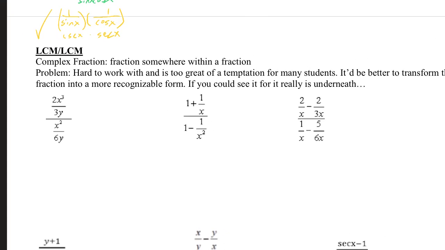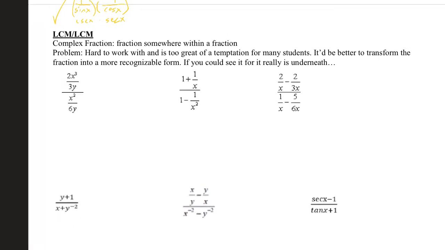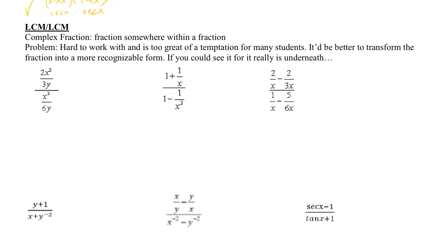Okay, my favorite, LCM over LCM, least common multiple over least common multiple. Real quick, a complex fraction, that's just what we call it. Whenever you have a fraction somewhere within a fraction, like all 5 of these examples, the 6th one doesn't have anything right now, but when we rewrite it, it'll have a fraction and a fraction. And the 2 down here are the ones from earlier that we tried to cheat on and realized, yeah.